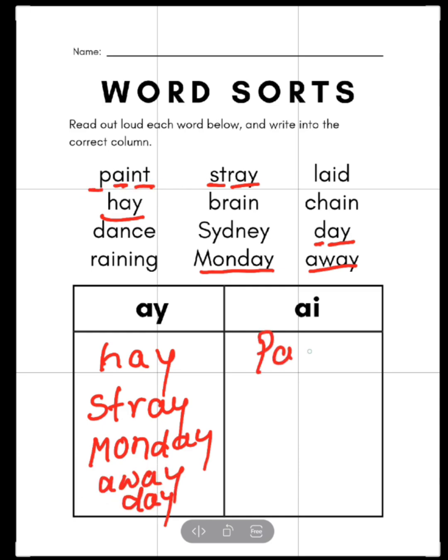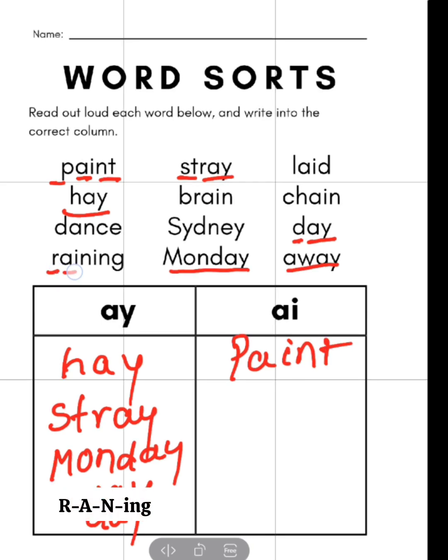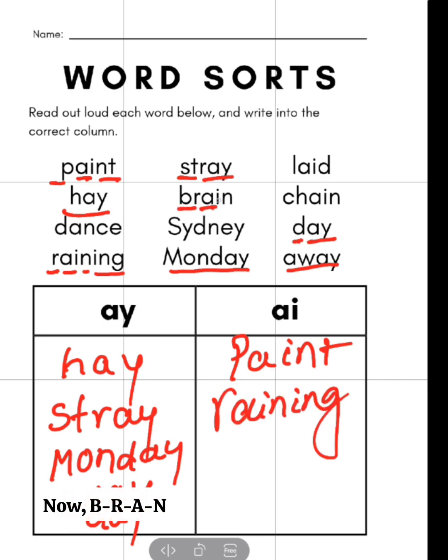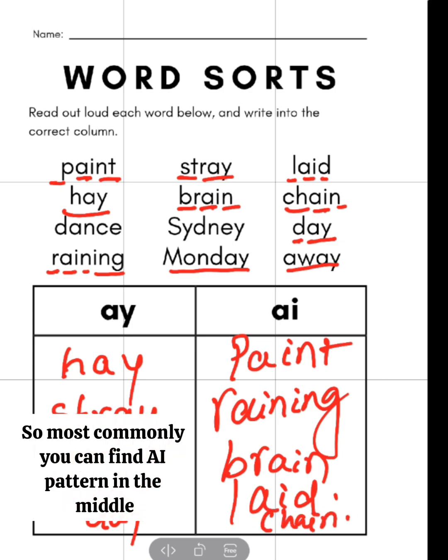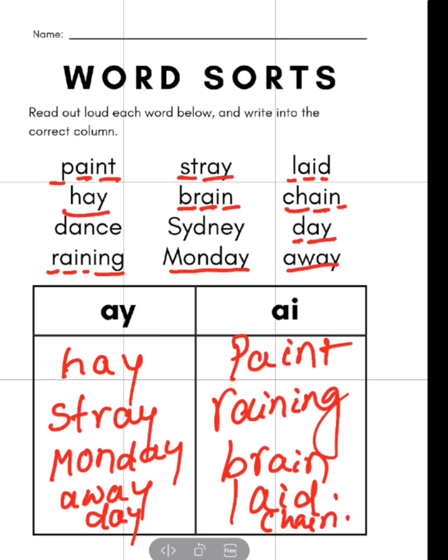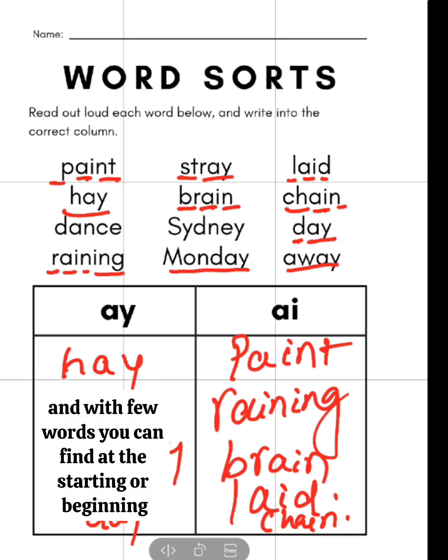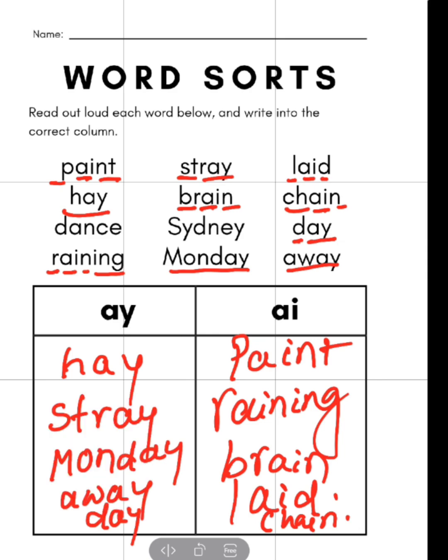Paint. Okay, raining, rain, ing. Okay, now brain. Okay, now lead. Okay, chain. Okay, so most commonly you can find the AI pattern in the middle, and with few words you can find it at the starting or beginning. Those are 3-letter words like aim, aid.